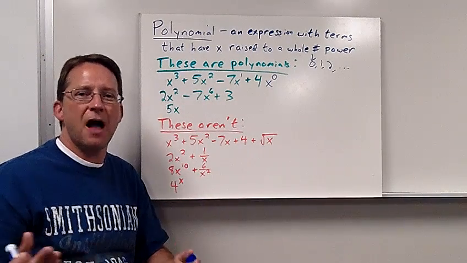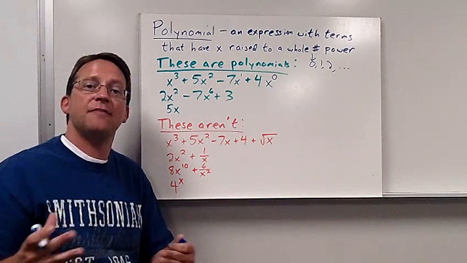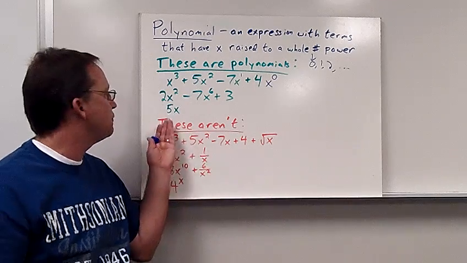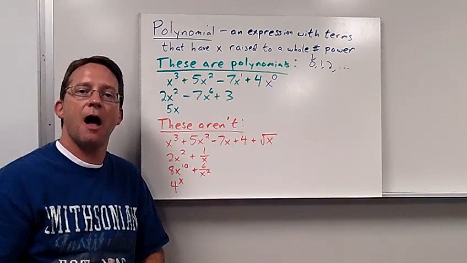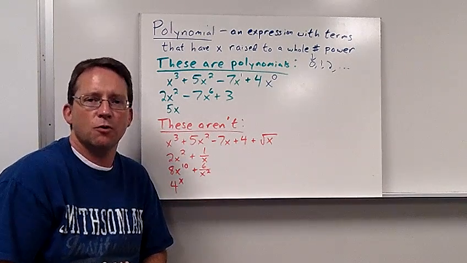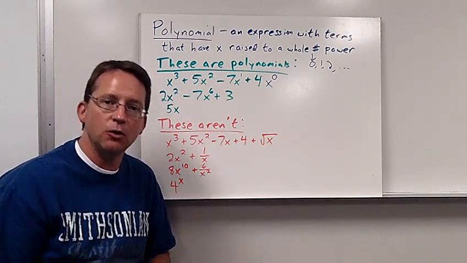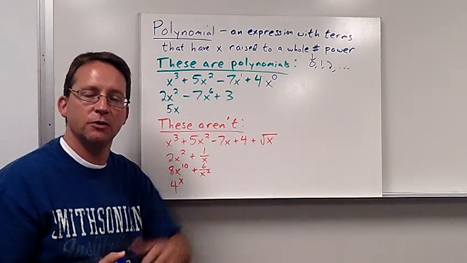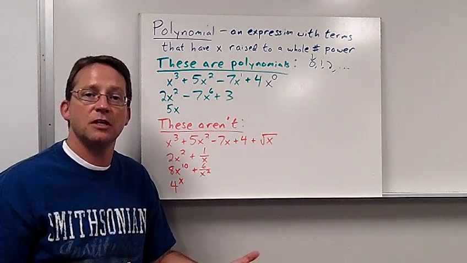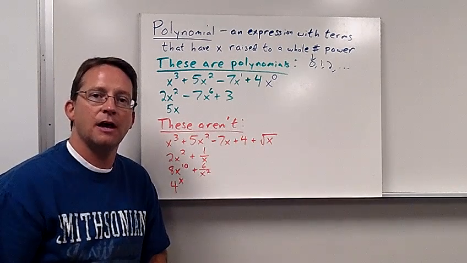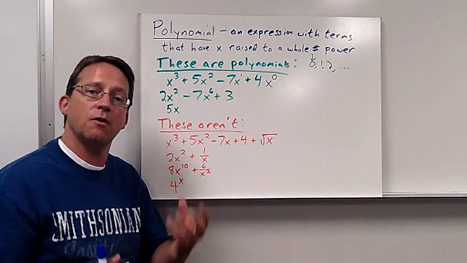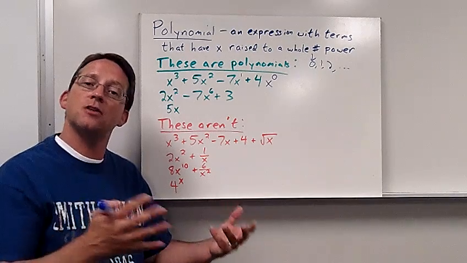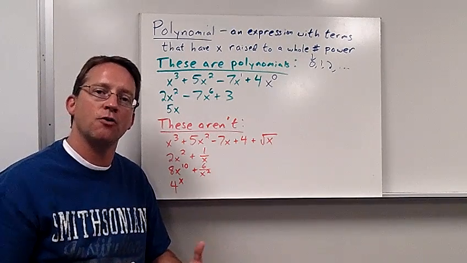Poly means many, but you don't have to have a lot of terms to be a polynomial. In fact, 5x is considered a polynomial, even though there's only one term. Sometimes you hear it called a monomial because of one term, binomial for 2 terms, trinomial, and so on. Polynomial just includes any of those, regardless of the number of terms, as long as all of your exponents are whole numbers.